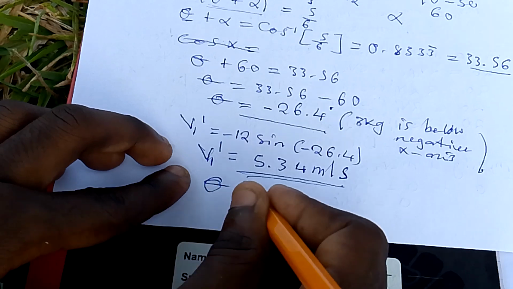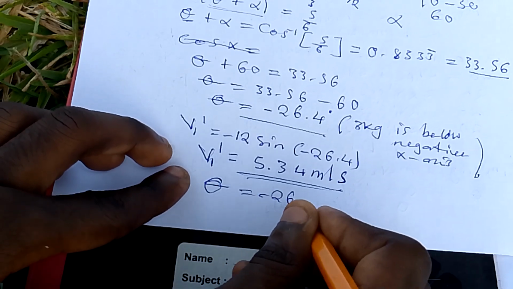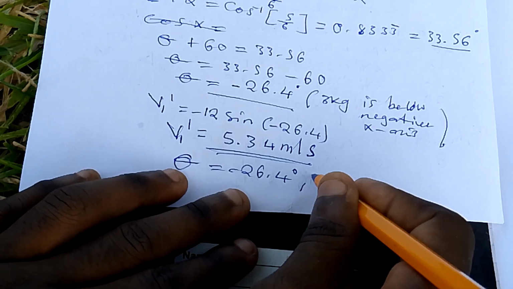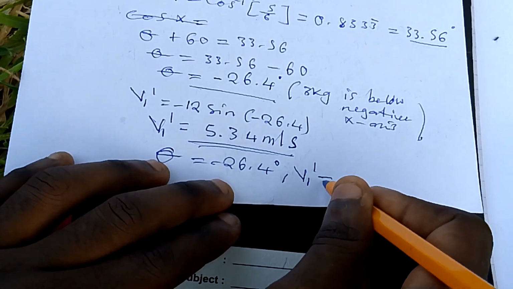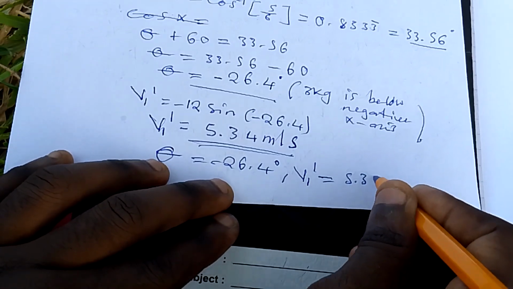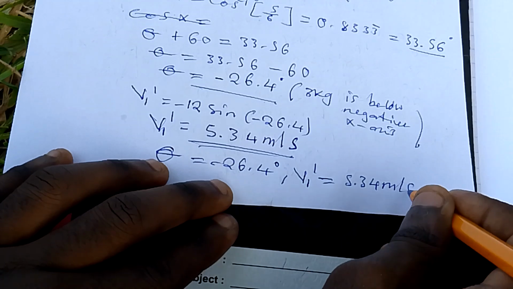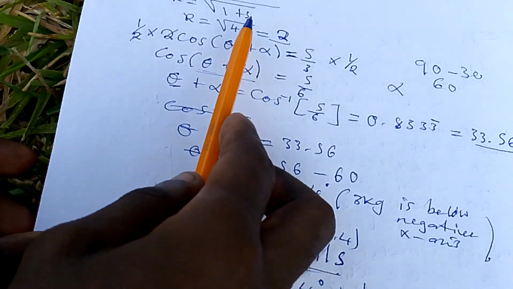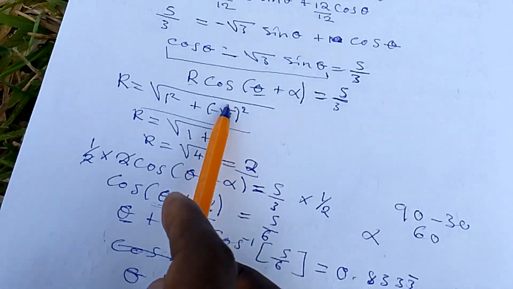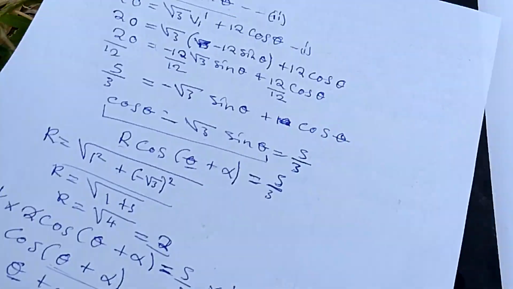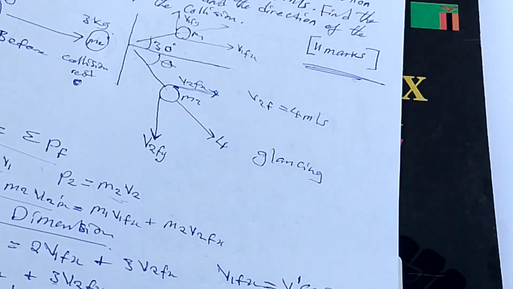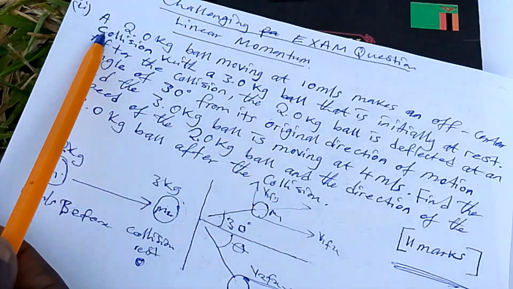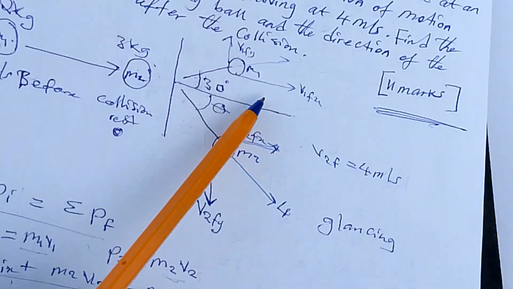So theta, we have negative 26.4. The negative is showing that it's below the negative x-axis. And v1 prime, we have 5.34 meters per second. So these were our answers. Pay attention to what I did here: I revised trigonometry, otherwise the question was very challenging. As you can see, I've used up 2 pages here. So this question was very challenging. You must go through it.